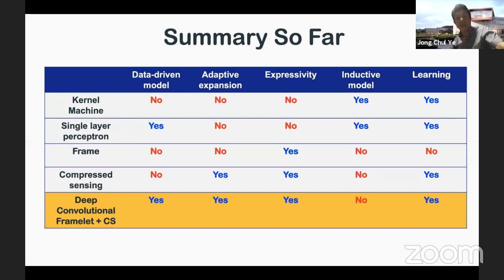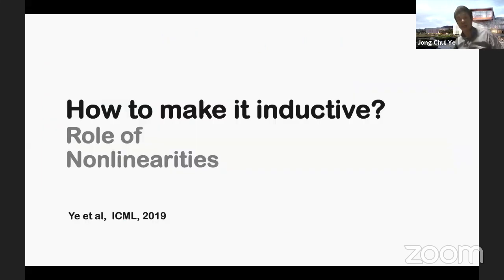So the question is, the convolution Framelet with the regularization term has many similarities with the neural network architecture, but still this is not an inductive model. So the question is how to make this inductive. In fact, that is why the nonlinearity is very important. Without the nonlinearity, there is no learning going on, and especially no inductive learning can be achieved without the nonlinearity. This is the message I'm going to talk about.